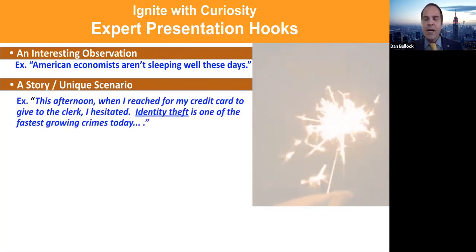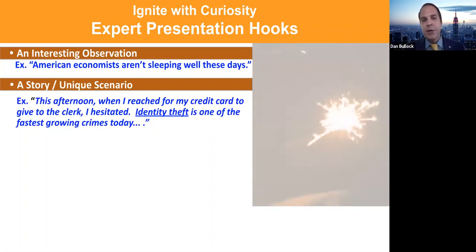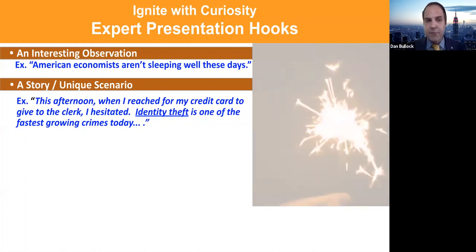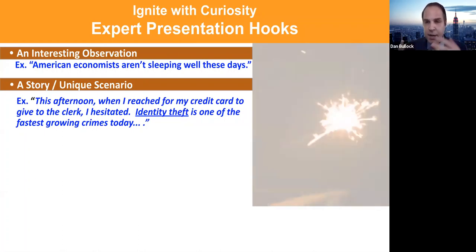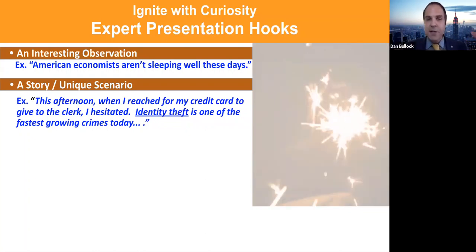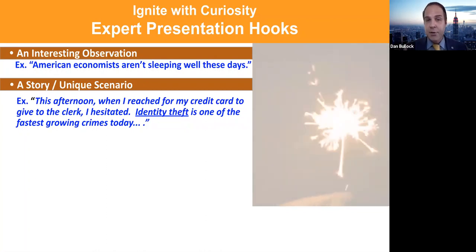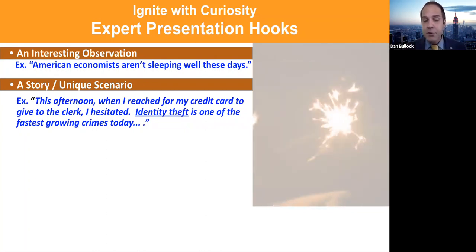Okay. What if I started with a presentation, right? And I said, this afternoon when I reached for my credit card to give to the clerk, I hesitated. Identity theft is one of the fastest growing crimes today. But you see how just that one sentence prior to the main topic, and the main topic here is identity theft. If I started off with just saying identity theft is one of the fastest growing crimes today, okay, well, maybe that might interest some people, but you have to create context around it, right? We are hardwired for stories. So give them stories, give the audience stories or a unique scenario, an anecdote of some sort. And it doesn't have to be long, as you see right here.